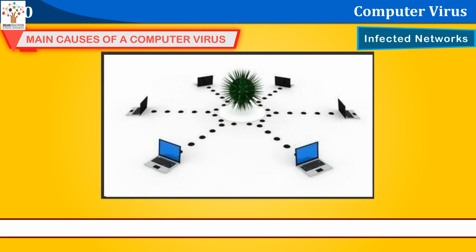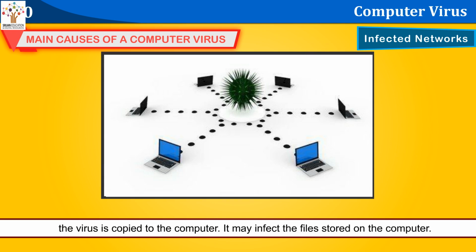Infected networks. Viruses can spread if an infected computer is connected to a network. The internet is an example of such a network. When a user downloads a file infected with a virus from the internet, the virus is copied to the computer. It may infect the files stored on the computer.